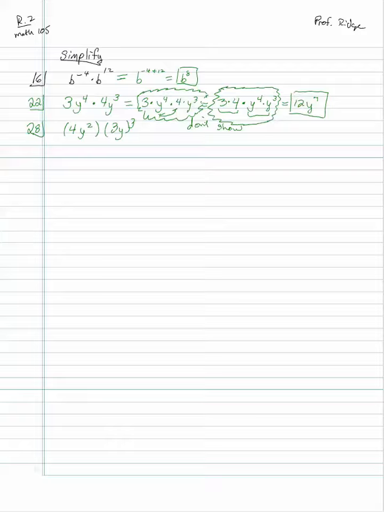Okay, number 28, 4y squared times 3y cubed. Oh, I put the square in the wrong spot. The square is out here. So I've got a product to a power, so I'm going to raise both of them, I'm going to square both of them. And then same thing with the 3y cubed.